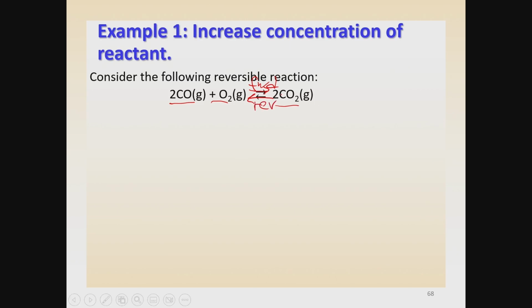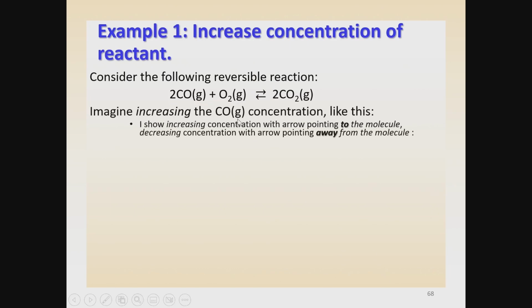We assume in these questions that this is a reaction that is at equilibrium, meaning that the forward reaction is going as fast as the reverse reaction, and the result of that is that the reactants are staying at the same concentration over time, and the product is staying at the same concentration over time. Okay, sounds good. So we're going to imagine increasing the carbon monoxide concentration like this.